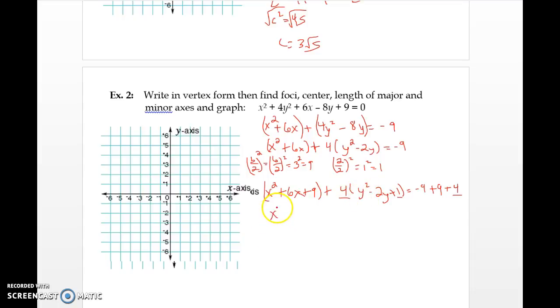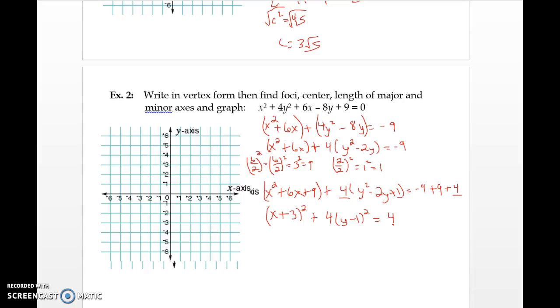I can say x squared, if I want to factor the left side, I'm sorry, that's going to be x plus 3 quantity squared. And plus 4 for the y parenthesis, I can factor that to be y minus 1 squared. And that's going to equal 9 minus -9, and +9 cancel out, and we're left with 4.